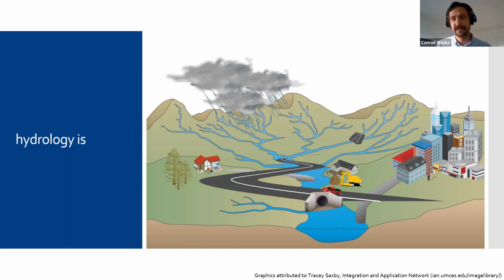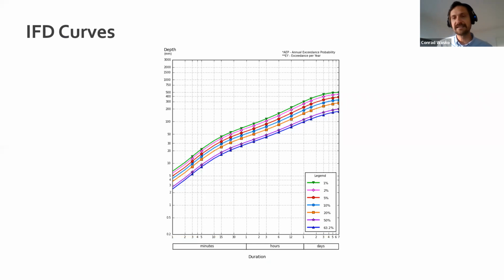As hydrologists, usually we're interested in trying to design for flooding and trying to withstand flood events. The way this is done in engineering, and I don't know if you've seen these curves before, is that engineering design really begins by looking at these things called IFD curves. IFD stands for intensity, frequency, duration.